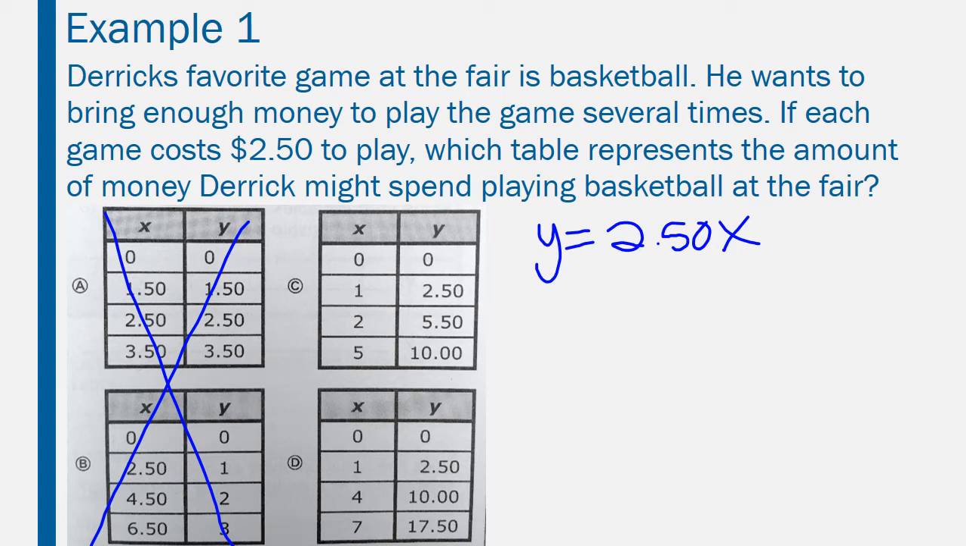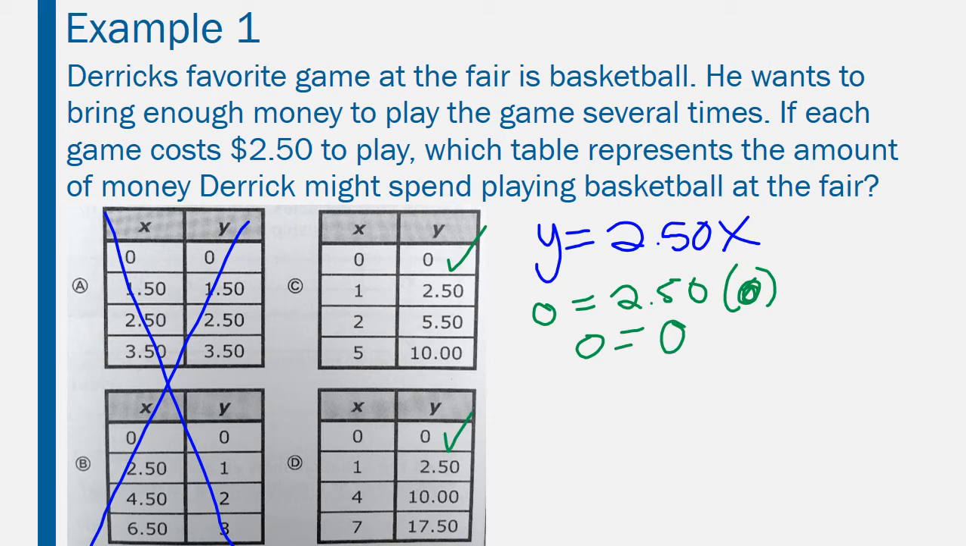For C and D, we have whole numbers the whole way, but let's look at the first ones, 0, 0. Both x's are 0, and the y is 0. If we were to plug that into our equation, 0 equals $2.50 times 0. Is that true? What is $2.50 times 0? Very good, it's 0. Anything times 0 is 0. So does 0 equal 0? Yes. So that's true on both ones.